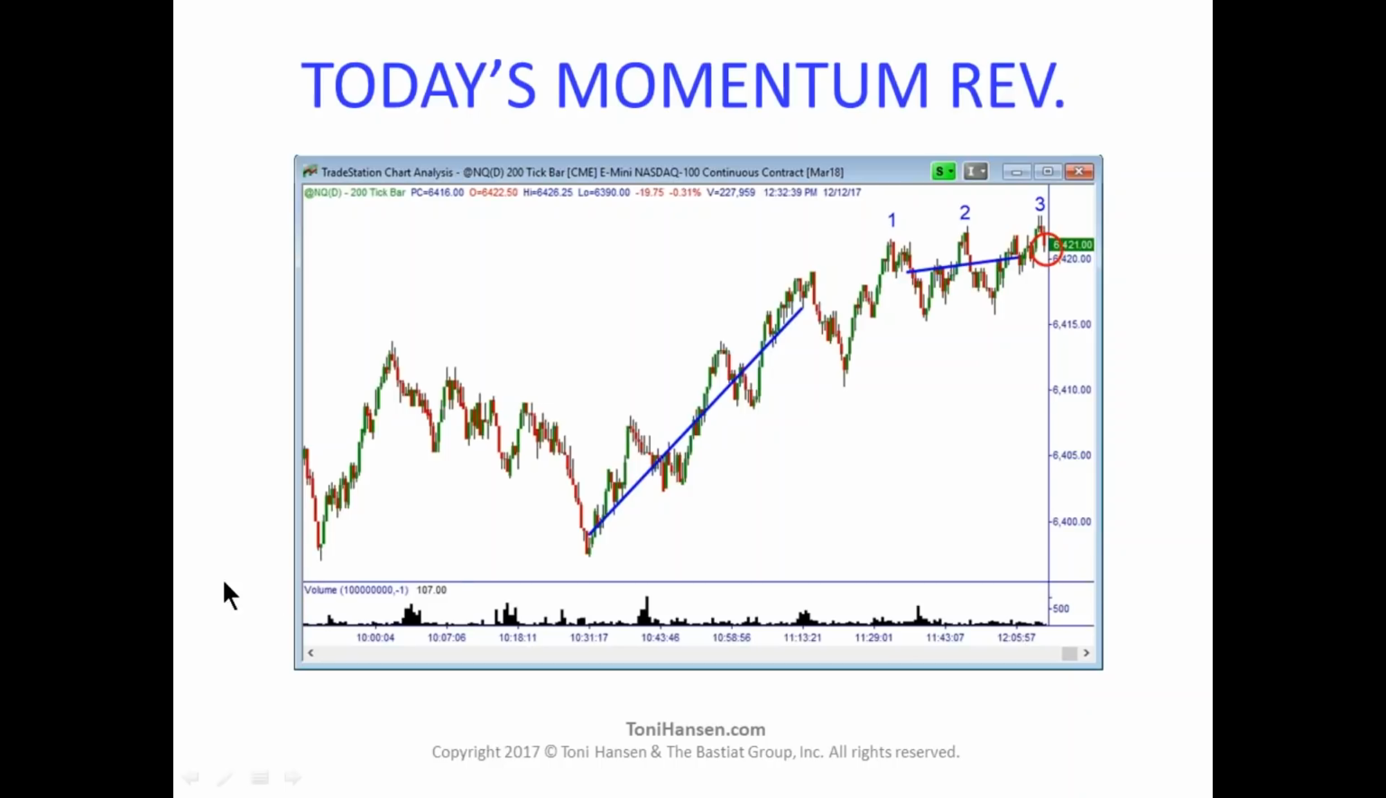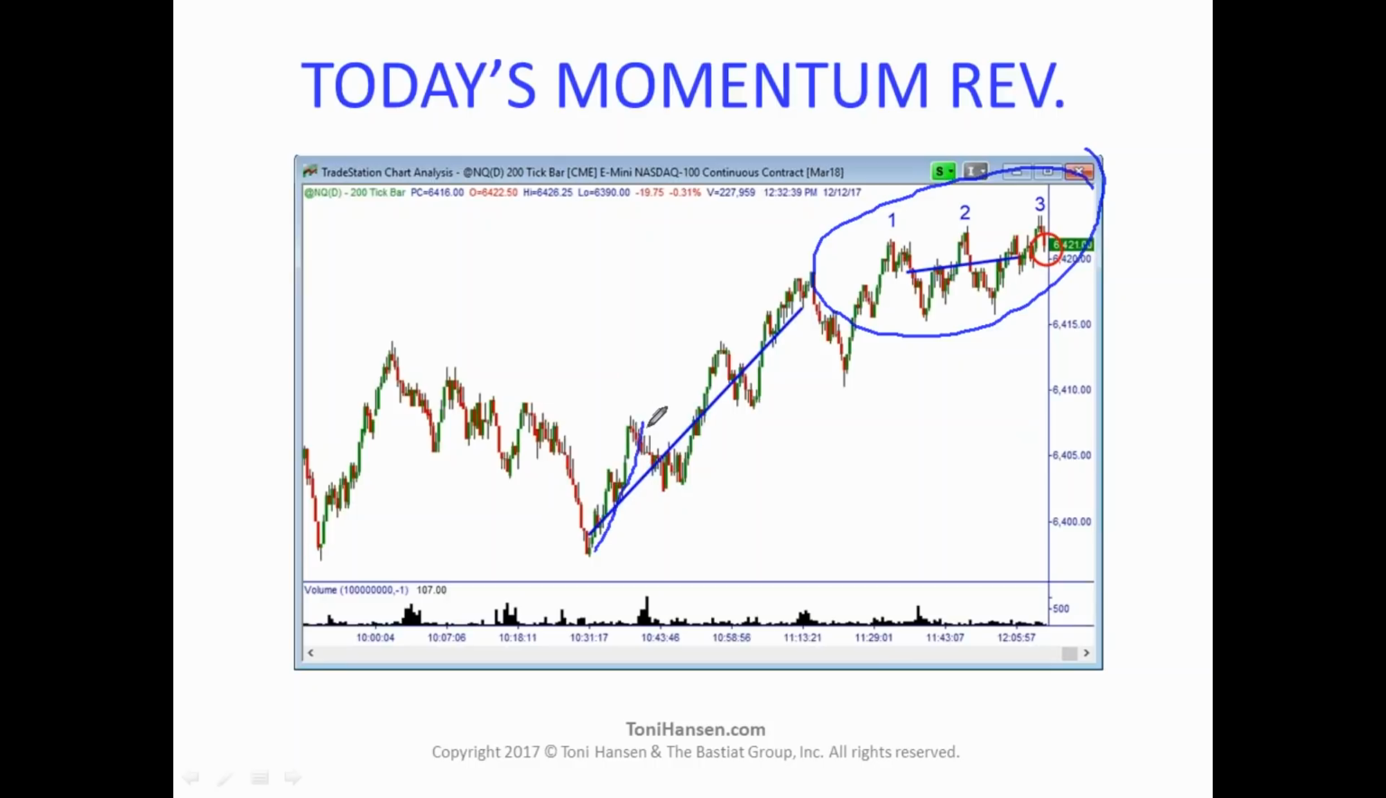So we are going to look at this example here of another momentum reversal. This one is a little bit of a variation, kind of like what we saw in the last momentum reversal, but not all momentum reversals are exactly the same.